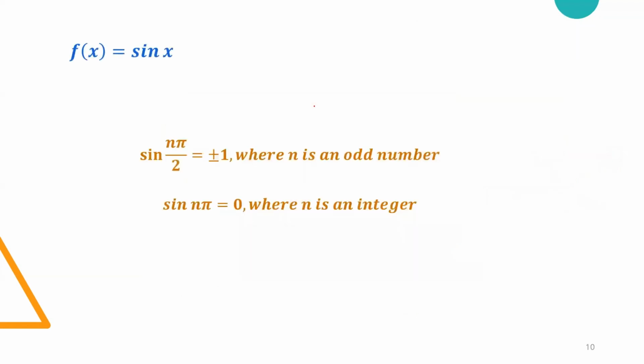Let us consider f of x is equal to sin x. For all odd multiples of pi by 2, that is sin n pi by 2 equals plus or minus 1. For example, sin pi by 2 equals 1, sin 3 pi by 2 equals -1. Similarly, sin 5 pi by 2 equals 1 and sin 7 pi by 2 equals -1.